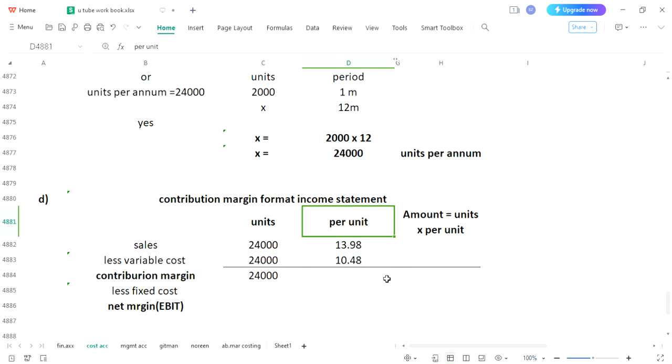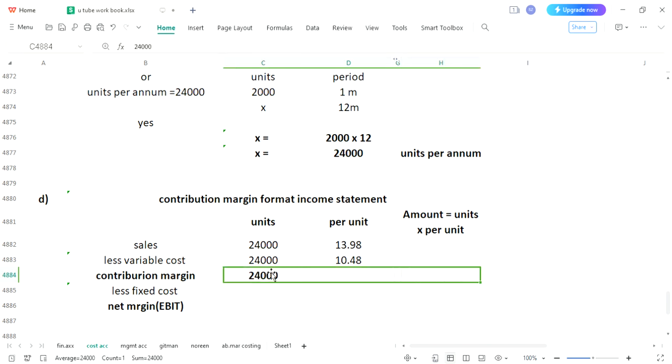Now what we can calculate is our contribution margin. How? You will subtract your variable cost from sales. So this is your per unit sale, this is your per unit variable cost. When you subtract each of these, you will get the contribution margin. But it is per unit. The whole column will be used for per annum figures. 13.98 was your sale price, 10.48 was your variable cost. So this way your per unit contribution margin has also been calculated.